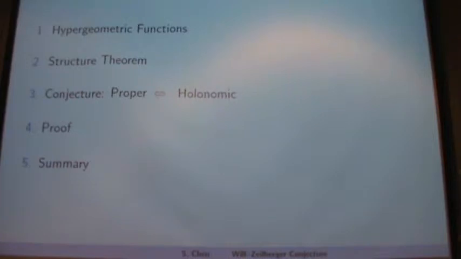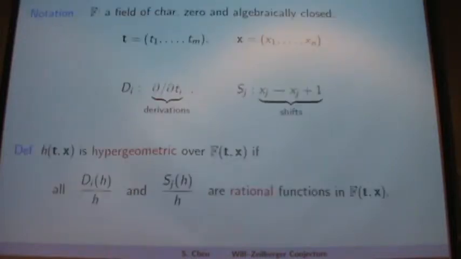Now, first let me outline my talk. First, I will give the definition of hypergeometric functions, which is a little bit different from the literature. And then I will describe the structure of this class of functions. And then I will give a formulation of the Wilf-Zeilberger conjecture, which, roughly speaking, says something is proper if and only if it's holonomic. Then I will give a proof and summarize my talk.